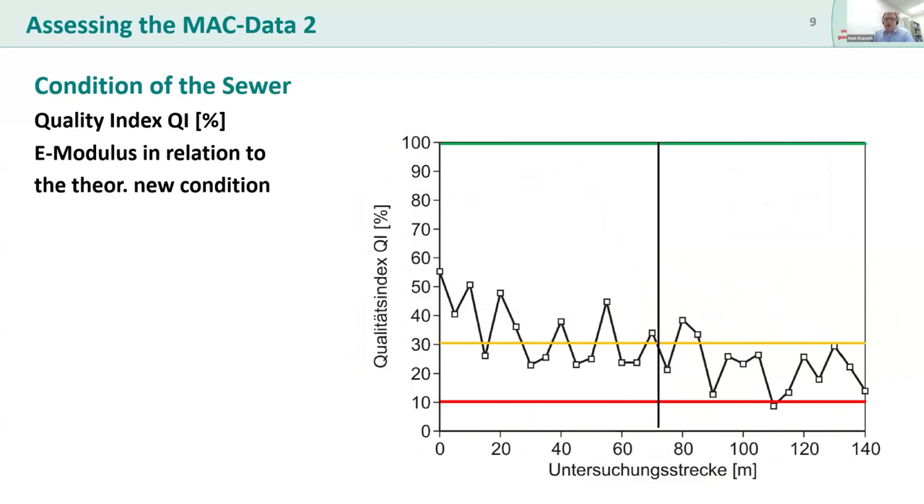In the end, you can derive from the picture before a so-called quality index of the sewer. This is just a recalculation of the E-modulus of the wall of the sewer in relation to the theoretical new condition of the sewer, where you can say in this example, okay, it's considerably dropping down here from like 50% down to 20% in the course of the examination length. This is a typical example you might have from an examination.